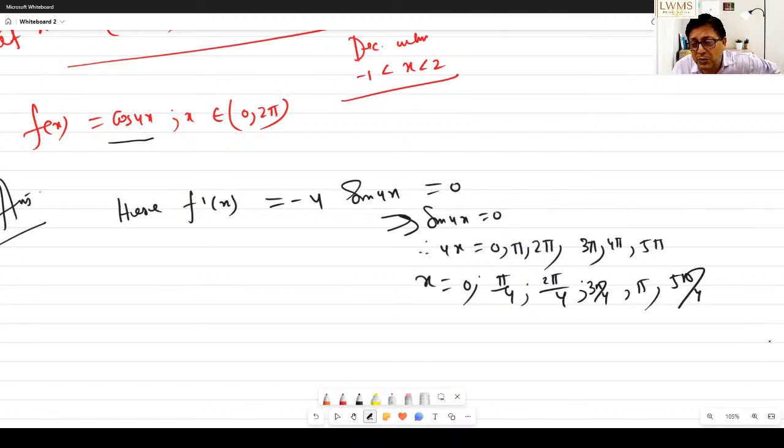5 pi by 4. So small. Next one it will be 7 pi. No, after 5 pi, 6 pi also there. 6 pi by 4. 6 pi by 4 means what? 3 pi by 2.